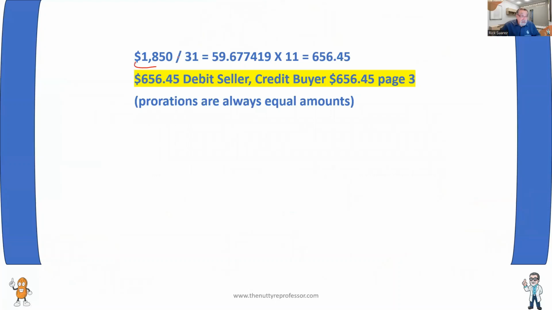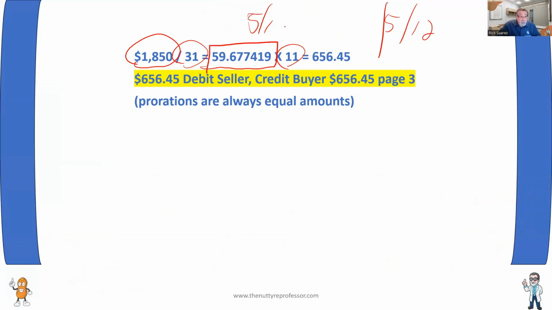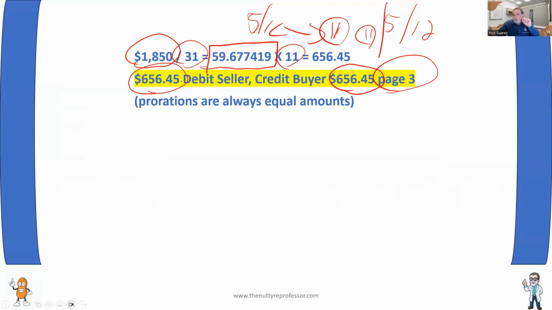Here it is right here. It's 1850. Those are the amount of the mortgage. You're going to divide that by 31. You get the long number. Leave the long number. Then you multiply times the days. Why that day? Because 5/1, 5/12. This belongs between here and here is 11 days, right? I didn't need a calculator to know. I just know this is the 11th day, the one before. And obviously it's page 3. Do notice that they're identical. Identical. Prorations must always be identical.